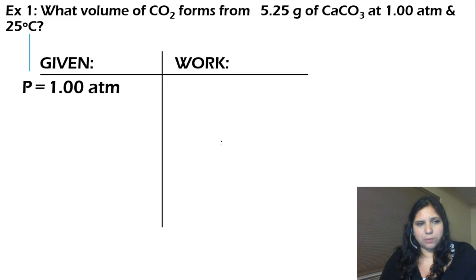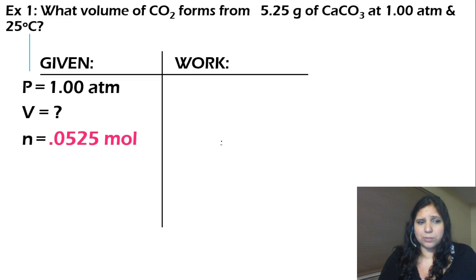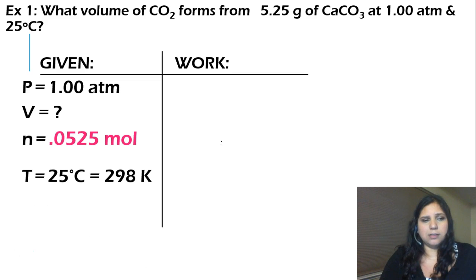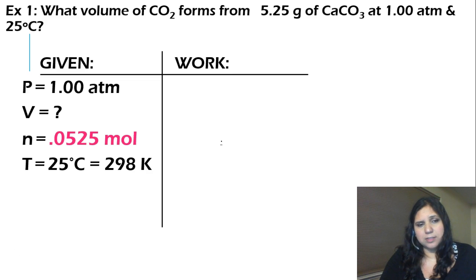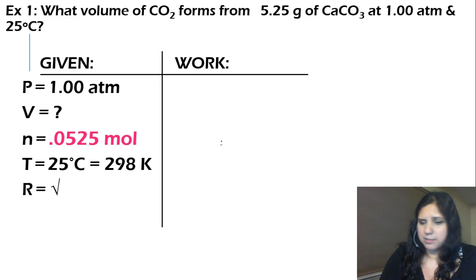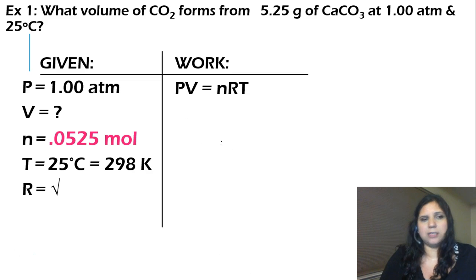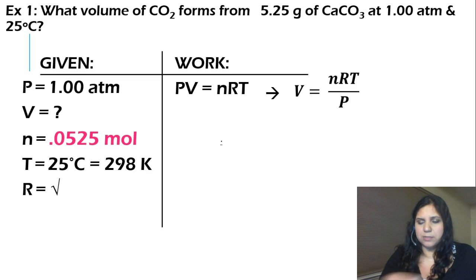Let's list the givens for PV=nRT now. That's 1 atmosphere, unknown volume, and the number of moles of CO2 we've converted to figure that out. The temperature is 25 degrees Celsius, which I convert to Kelvin, and then I get 298. And R, I have in my back pocket, so no need to write it all, just put a check mark. All right, so my equation, PV equals nRT. Change that into an equation that solves for volume. That would look like this: volume is equal to nRT over P.